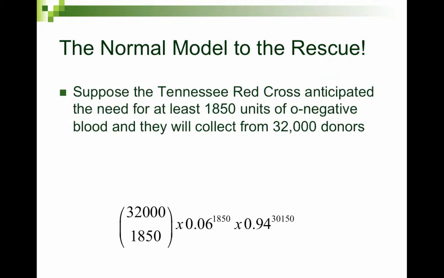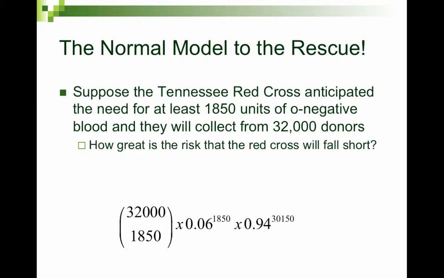Suppose that the Tennessee Red Cross anticipated the need of at least 1,850 units of O-negative blood, and they will collect from 32,000 donors. How great is the risk that the Red Cross will end up falling short? So in other words, what's the probability that they don't get at least 1,850? So in this case, our sample size is 32,000. The probability of success, because we're still using the blood example, is 6%.